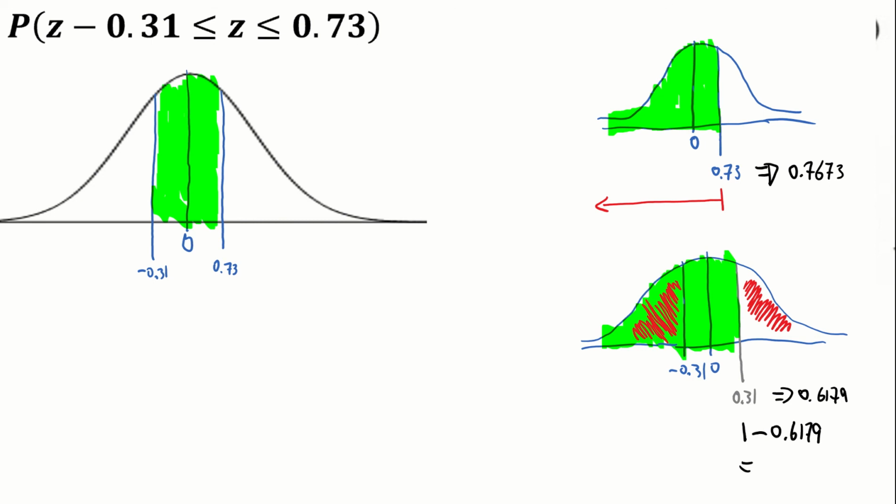Sorry, I'm just spotting a mistake there. The probability of 0.31, I've written down 0.6179. It's not that, it's 0.6217. So again, always be careful reading from the log tables. We can all make mistakes. So 0.31 is 0.6217. I take that away from 1 and I get 0.3783.